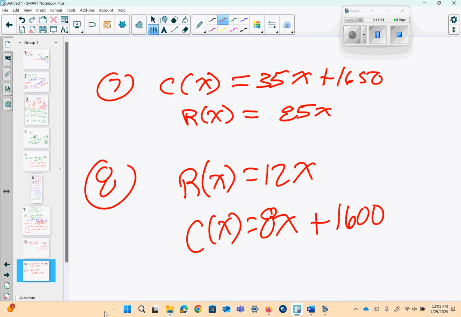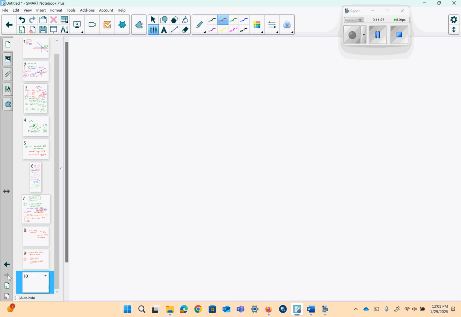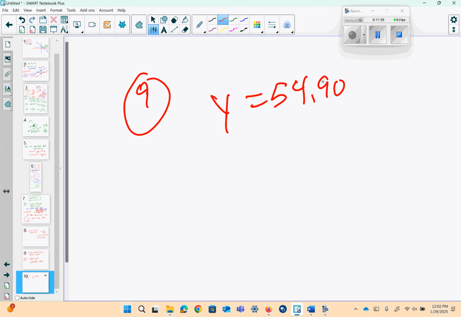All right, and then number 9 says the company manufactures and sells widgets. The selling price is $54.90 per widget. The total cost function is linear, and the cost amount is $50,000 for 2,000 widgets and $32,000 for 800 widgets. So for problem number 9, we have y equals 54.90x. This is our revenue, R of x. And then they gave us these 2 points.